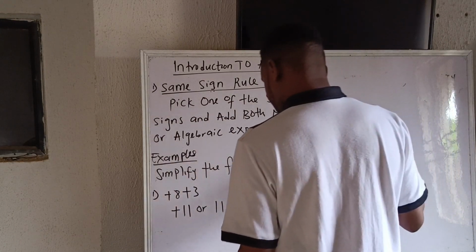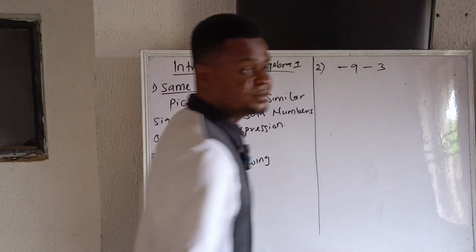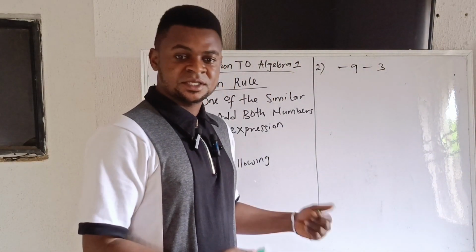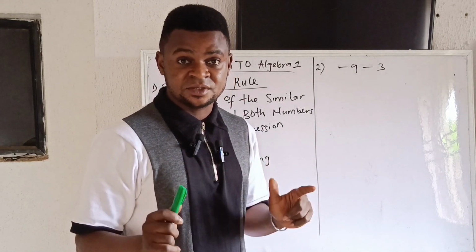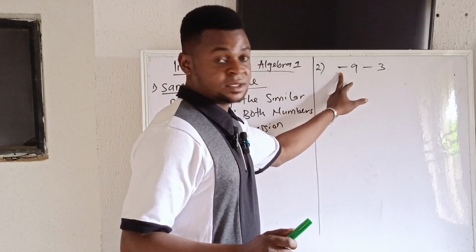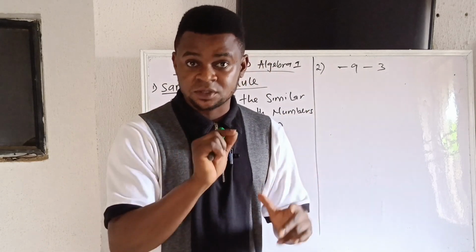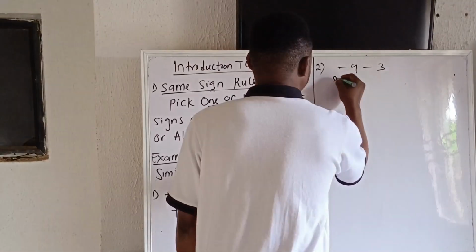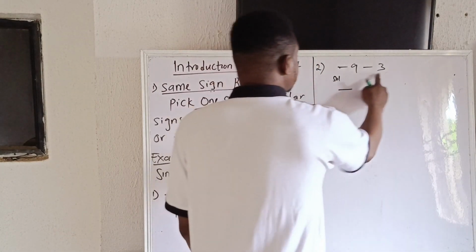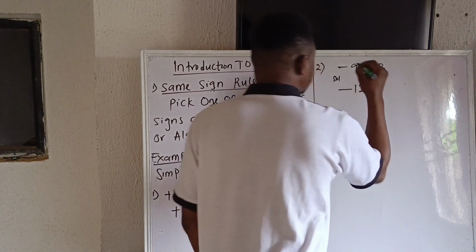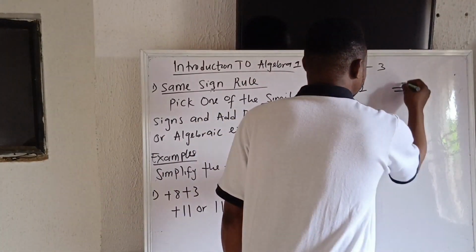Example 2. If you have minus 9 minus 3 and you're told to simplify minus 9 minus 3, it's still the same thing. This is still talking about the same sign rule. So what do you do in this case? First of all, you need to identify the sign attached to the numbers. The sign for 9 is minus. The sign for 3 is also minus. That means both have the same signs, which is minus. So I'm going to pick one of their similar signs, which is the minus. Then I'll add both 9 and 3 together. So 9 plus 3 gives us 12. So that means my answer is minus 12. But take note, minus 12 is not the same as 12.